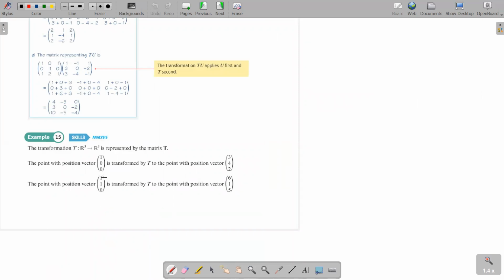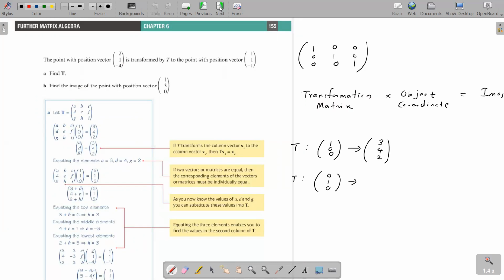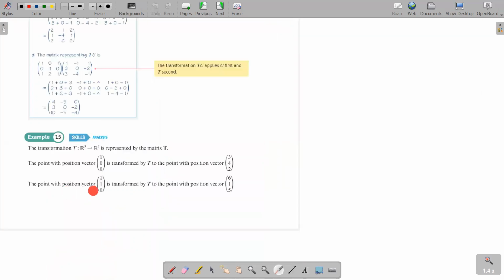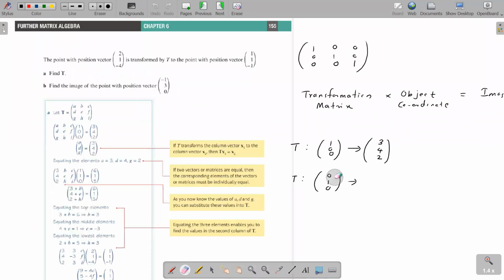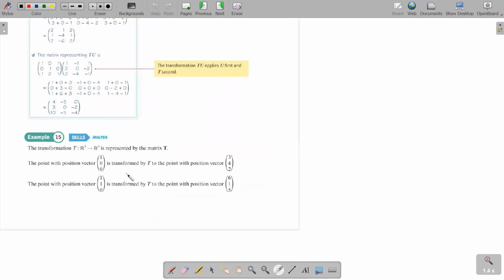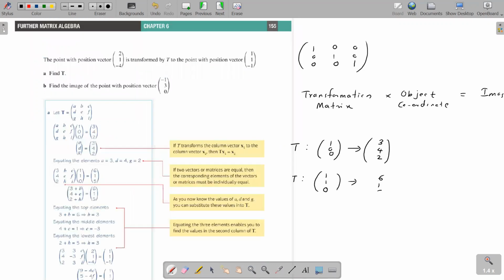Sorry, this is a different set they have given. They have given here the point with position vector (1, 1, 0). So we'll have to go with the example, right? They are giving you a separate set of object coordinates here: (1, 0, 0), (1, 1, 0), and the respective image coordinates. (1, 1, 0) is transformed by T to (6, 1, 5). Are you with me? And then the next one, the point with position vector (2, 1, -4) is transformed to (1, 1, -1).